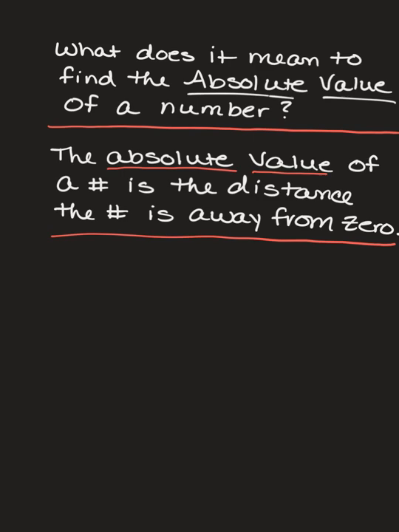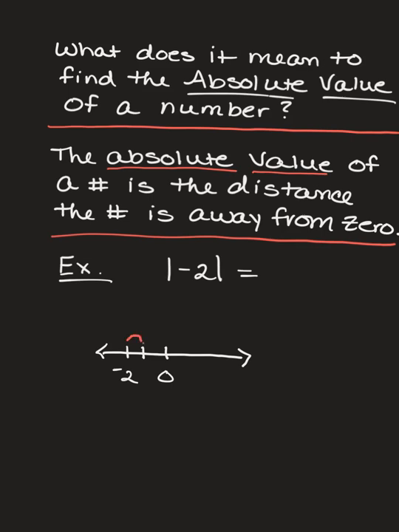Here's an example to demonstrate that. Let's say we are asked to find the absolute value of -2. What this is really asking us is how far away from 0 is the number -2. So here's -2 on the number line. How far is it away from 0? Well, it's 1, 2 spaces away from 0. So the absolute value of -2 is 2.